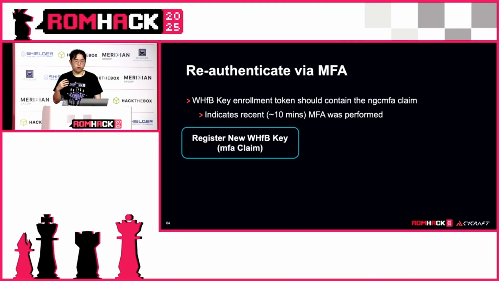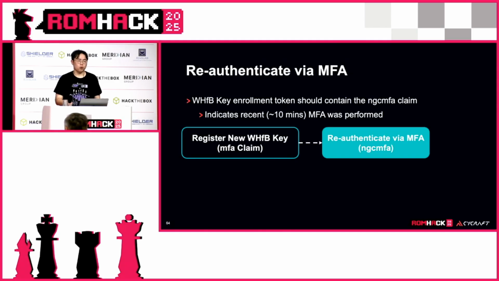So basically, if we're trying to get the NGC MFA claim, we need to pass the MFA within 10 minutes. In our scenario, we stole a PRT cookie, so we only have the MFA claim. If we want to upgrade to an NGC MFA claim, we need to pass the MFA. But how do we bypass this?